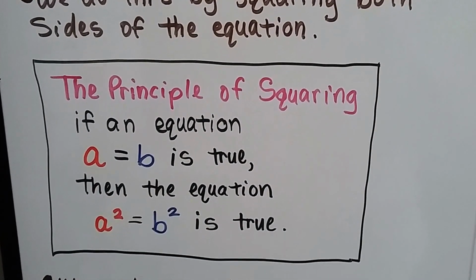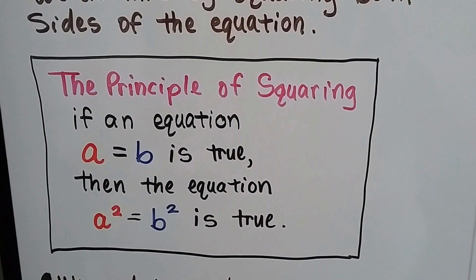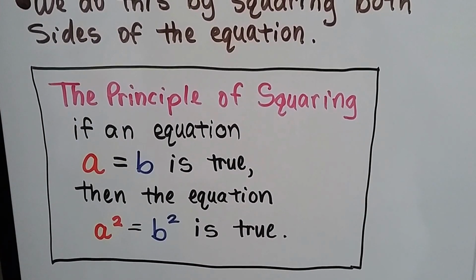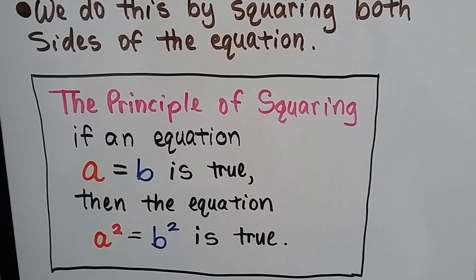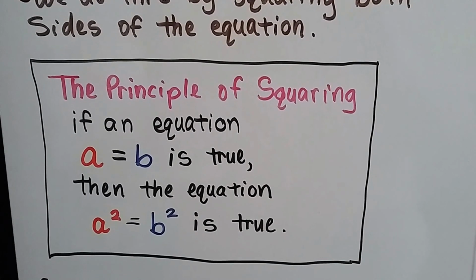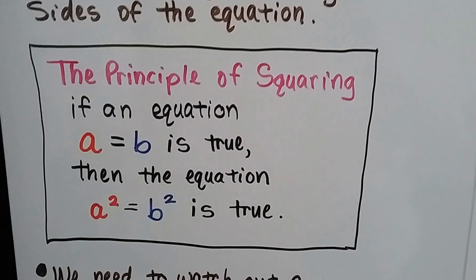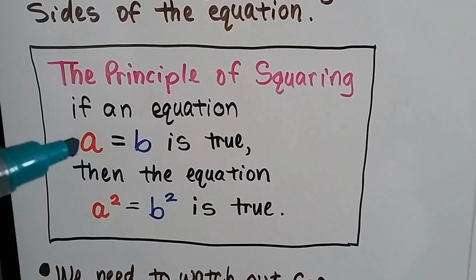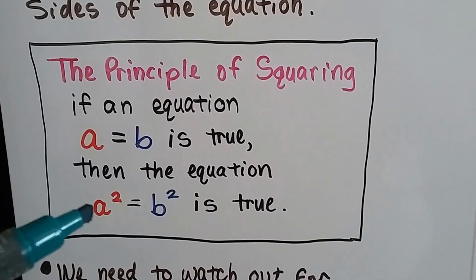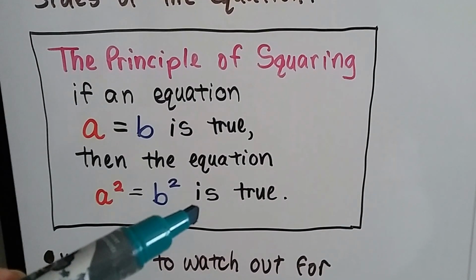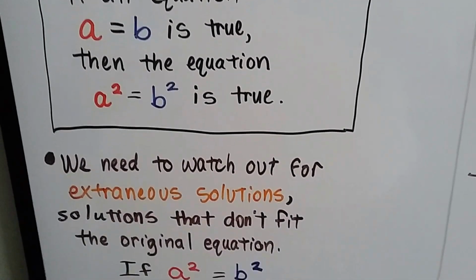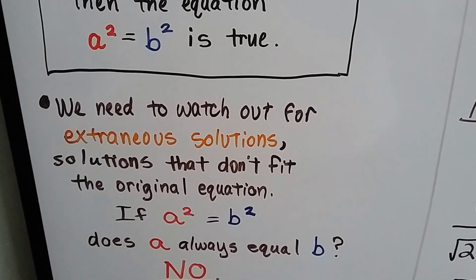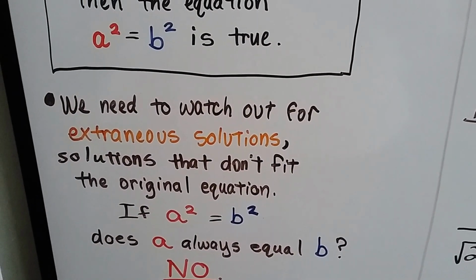So the principle of squaring: if an equation a equals b is true, then a squared equals b squared is true. Now pay attention, because we can't do this in reverse, okay? If a equals b is true, then a squared equals b squared is true. So a has to equal b. Now we need to watch out for extraneous solutions. Those are solutions that don't fit the original equation.